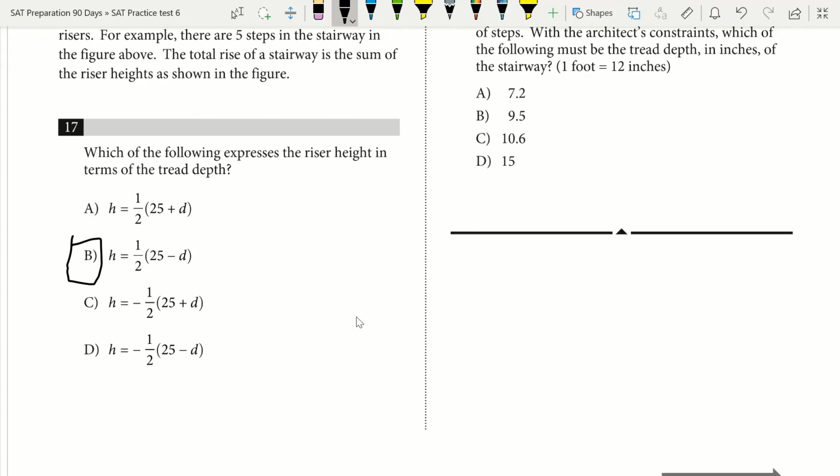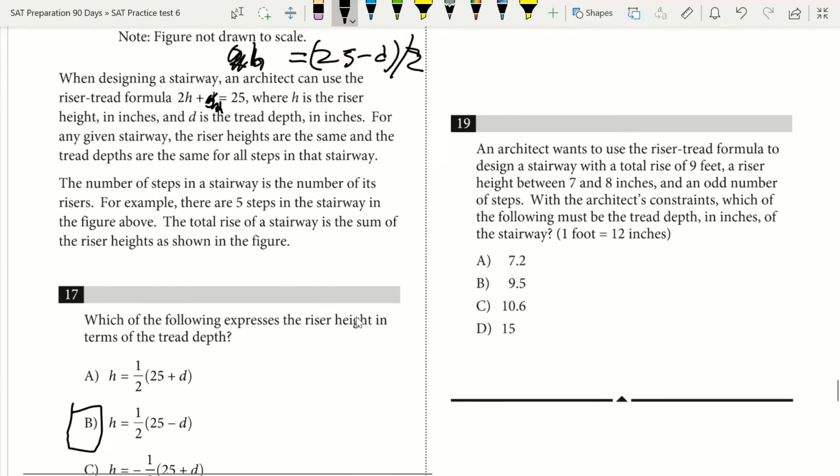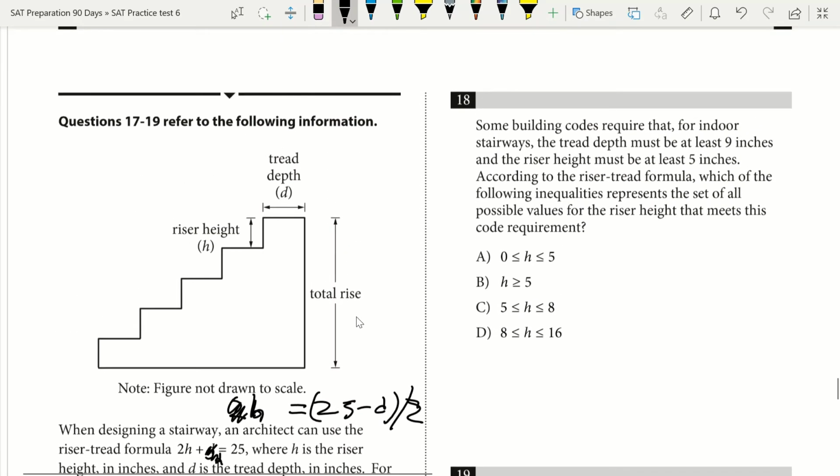All right, now I've got question 18. So 18, it says, some building codes require that for indoor stairways, the tread depth must be at least 9 inches. Okay, so depth must be at least 9 inches. Riser height must be at least 5 inches. According to the riser tread formula, which of the following represents the set of all possible values for the riser height that meets this code requirement.